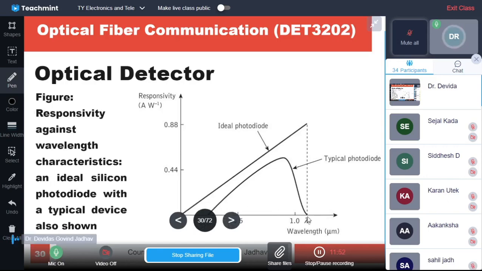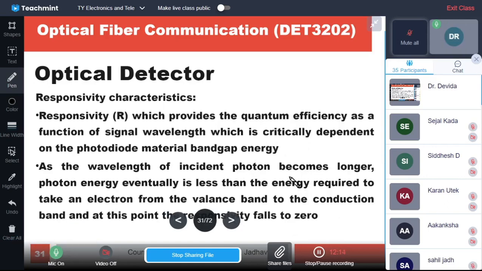As the wavelength increases, the responsivity goes on increasing because it is directly proportional to wavelength. But for longer wavelengths, the energy goes on decreasing, and at some certain wavelength, the energy becomes less than band gap energy. Those photons will not be absorbed. Those photons will not be detected. So responsivity becomes 0.